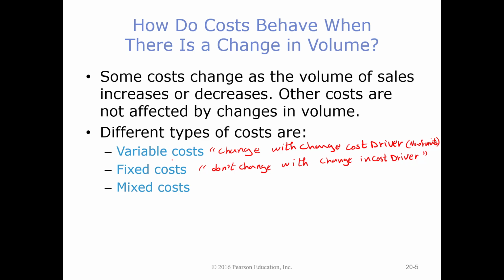Variable cost means it is variable, it will change. So whenever the number of units increases, the variable cost will increase. Whenever the units decrease, the variable cost will decrease. On the other hand, fixed cost remains fixed, which means the volume may increase or decrease, the number of units may increase or decrease, but still the cost is fixed. And we have the third type, which is the mixed cost.